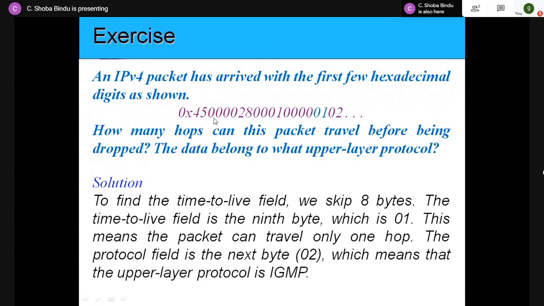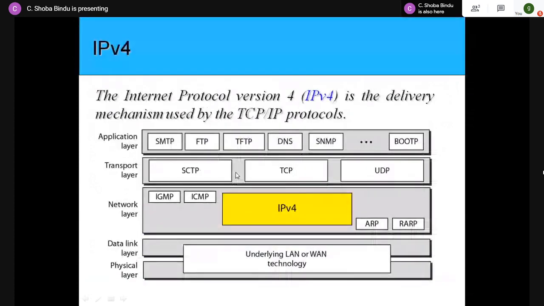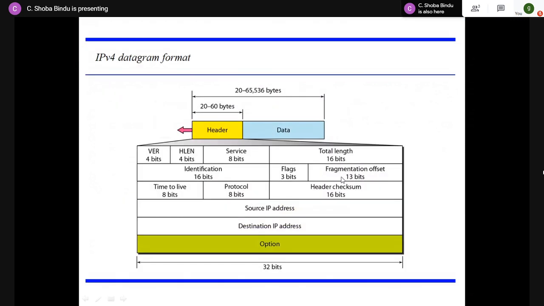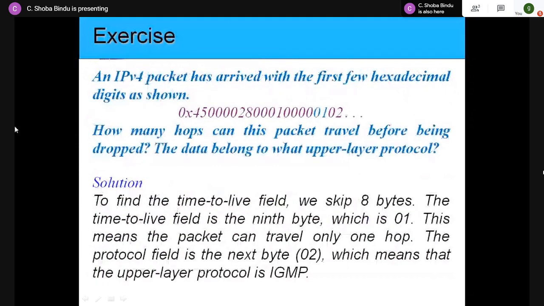So this is 1 byte, this is 1 byte, this is 1 byte, and these two digits represent 1 byte here. So how many hops can this packet travel before being dropped? That is asked. So first you just look into the header. After how many bytes are you going to get this particular time to live field? So this is 4 bytes. This is 4 bytes. So after 8 bytes, the 9th byte specifies the time to live field. So in this you just calculate what is the 9th byte.